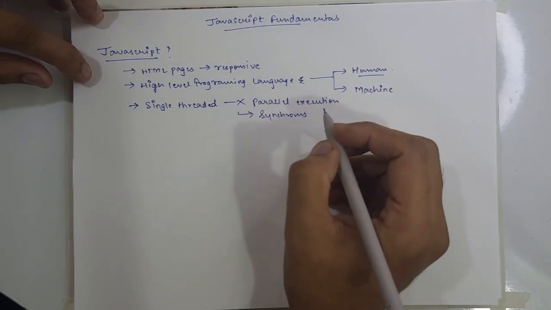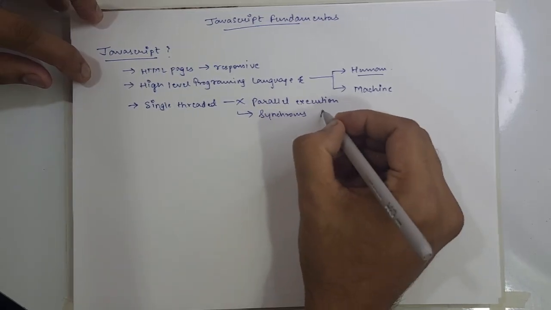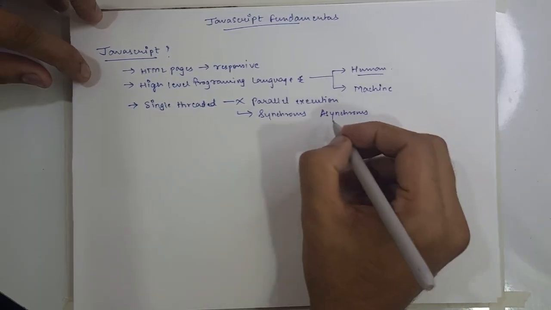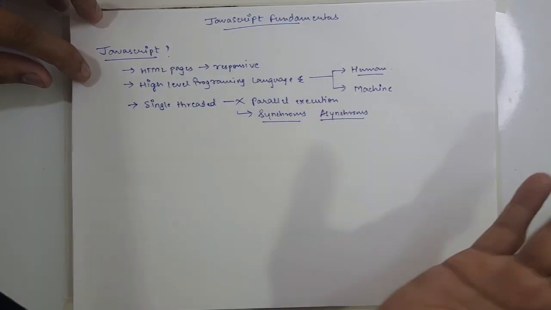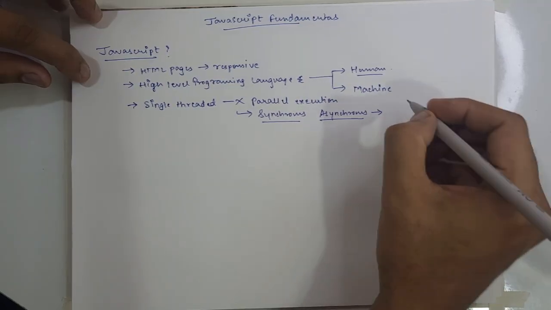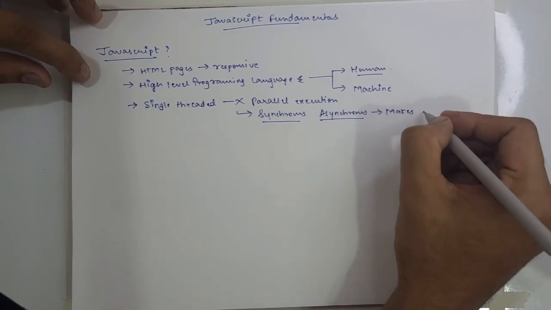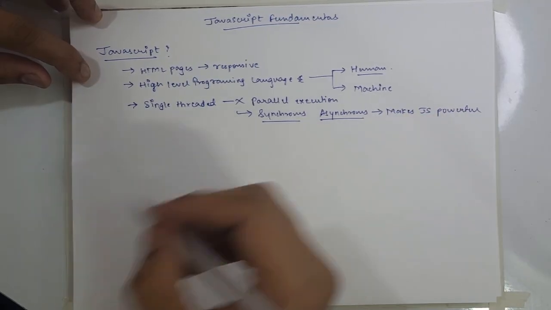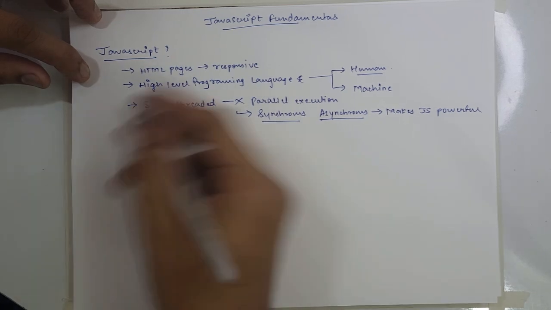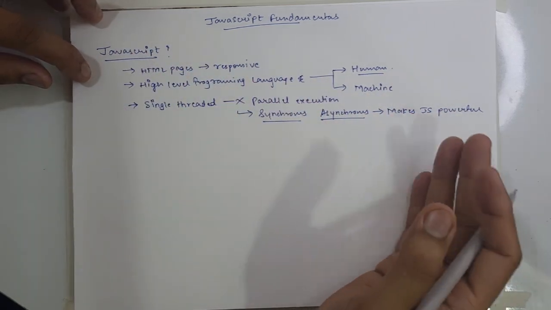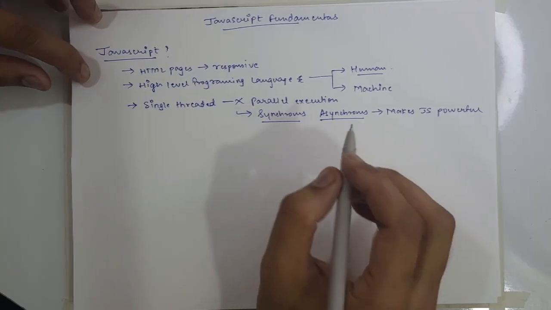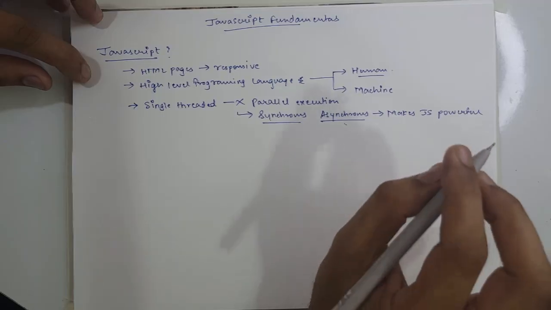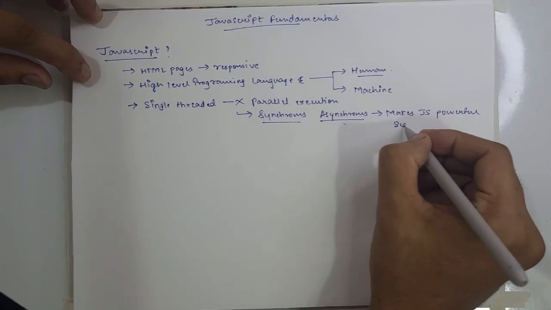But JavaScript supports asynchronous execution. That does not mean it will run tasks in parallel. Asynchronous execution is something we'll talk about later on. This is something which makes JS powerful, I would say. Now you might think that if it is a single threaded language, with no parallel execution, then how can it be fast? But asynchronous execution is what makes JavaScript powerful, fast, and scalable.